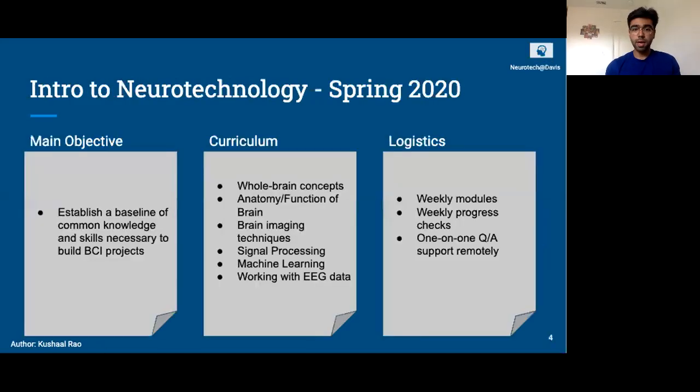So a little bit about the course. This course is just meant to be an intro to neurotechnology. Our basic objective is to establish a common baseline and give all the necessary information that you would need to know in order to understand what neurotechnology is all about, and also be able to build and work on projects revolving around brain-computer interfaces. So we plan to cover everything from the anatomy and function of the brain, brain imaging techniques, signal processing, signal extraction, and how to work with that data and ultimately transform that into a usable format which you can use to interface with any other piece of technology.